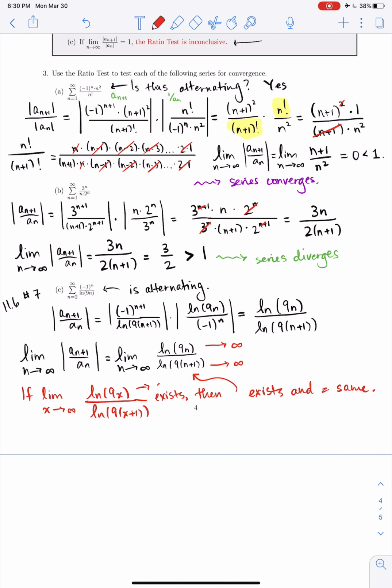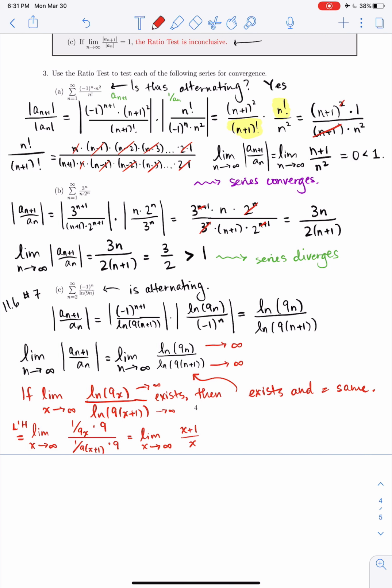That still goes to infinity over infinity. Hey, what can you do? You can do L'Hopital's rule. By L'Hopital's rule, that limit can be changed to look at the derivative of the numerator. The numerator's derivative is 1 over 9x, chain rule, multiply by 9. The denominator's derivative is 1 over 9 times x plus 1, chain rule, times 9. And what we end up with when we do some cancellation and some flipping of that denominator fraction to the numerator is the limit as x goes to infinity of x plus 1 over x.